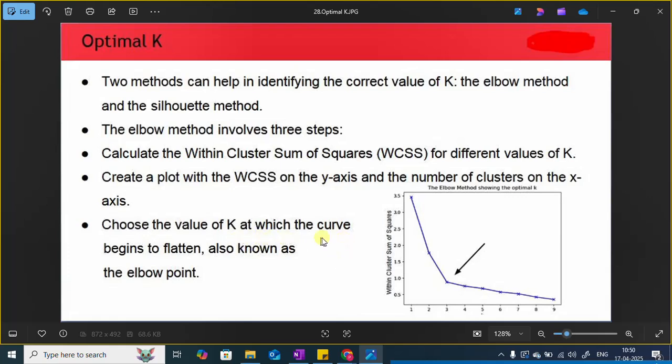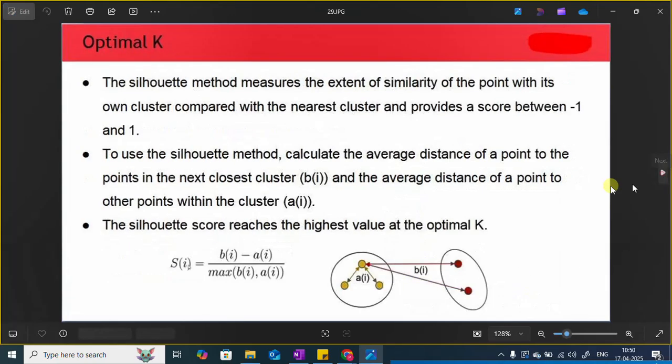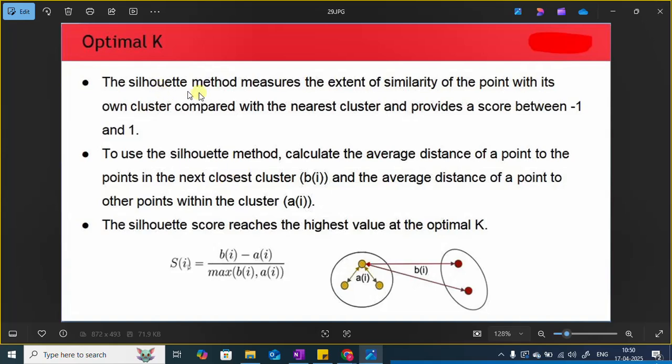Now choose the value of K at which the curve begins to flatten. This point is the elbow method, this elbow point I told you, right? At what point it touches the elbow point, we'll learn in the next class. That is called the number of K, or the number of centroids and number of clusters. We use a method called the silhouette method.